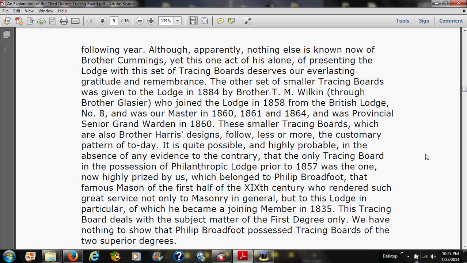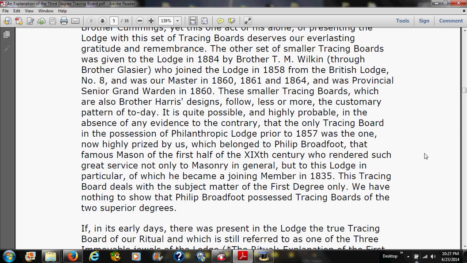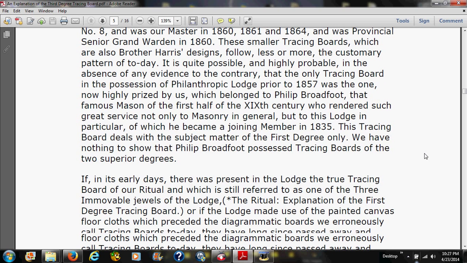It is quite possible and highly probable, in the absence of any evidence to the contrary, that the only tracing board in the possession of the Philanthropic Lodge prior to 1857 was the one now highly prized by us, which belonged to Philip Broadfoot, that famous mason of the first half of the 19th century, who rendered such great service not only to masonry in general, but to this lodge in particular, of which he became a joining member in 1835. This tracing board deals with the subject matter of the first degree only. We have nothing to show that Philip Broadfoot possessed tracing boards of the two superior degrees.